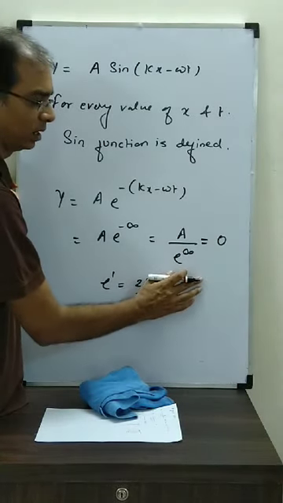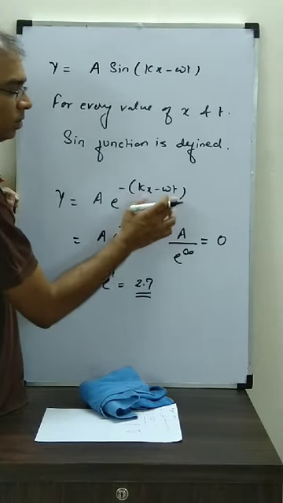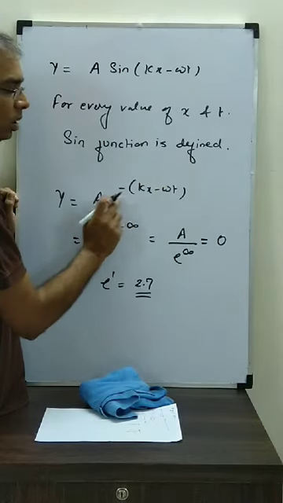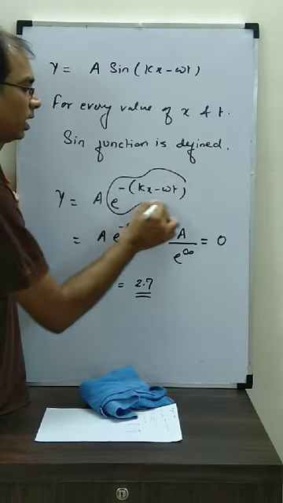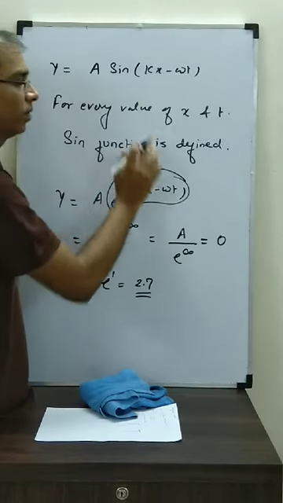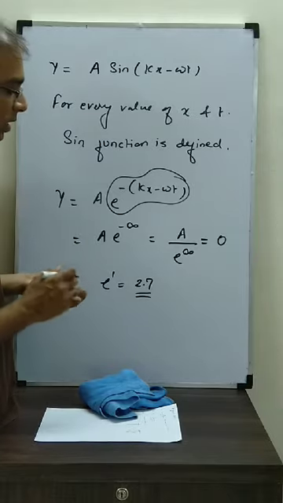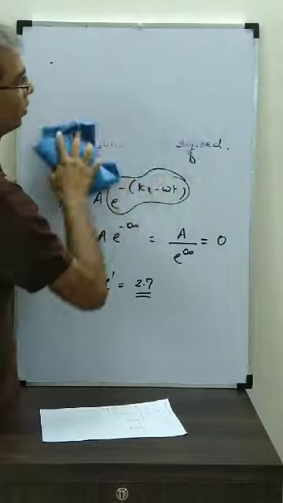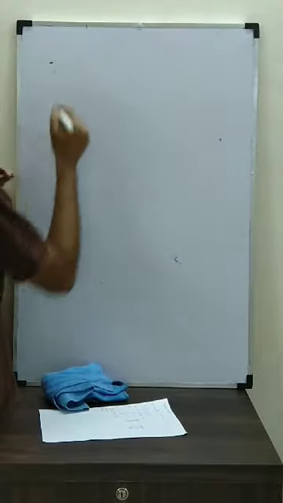Are you able to understand? If you keep infinity here, this value will become 0. And if you keep this as 0, x and t both 0, it becomes e to the power 0 and its value will become 1. So this function is defined for every value of x and t. Sine is defined for every value of x and t. Cos is defined for every value of x and t. So that's why they are all represented as waves. But if you take other functions, suppose tan theta, suppose I write like this.